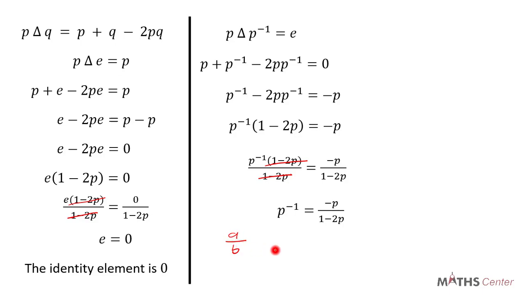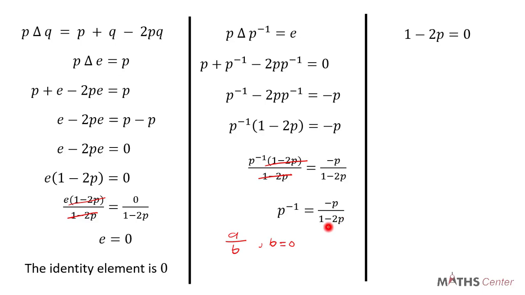So for the fraction A divided by B, the fraction will be undefined when B, which is the denominator, is equal to 0. So for this particular fraction, negative P divided by 1 minus 2P, it will be undefined when the denominator 1 minus 2P is equal to 0. If 1 minus 2P is equal to 0, then 2P is equal to 1. To find P, we will divide both sides by 2. We divide the left hand side by 2 and the right hand side by 2. 2 and 2 will cancel each other out, so P will be equal to half.